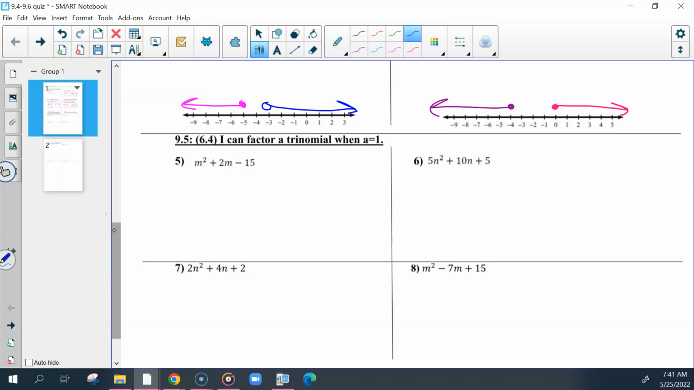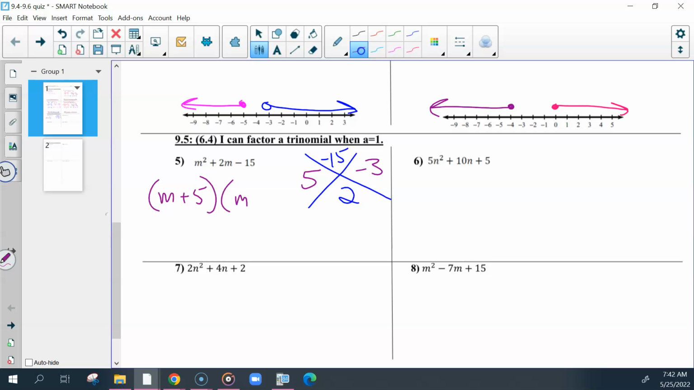Good morning. For the second section, you have to either factor out a GCF or just find your factors. For this, because there's nothing in front of your square term, you're looking for two numbers that multiply to be negative 15, but add to be 2. The two numbers that would have worked are positive 5 and negative 3. So you would put those as your factors, m plus 5 and m minus 3.